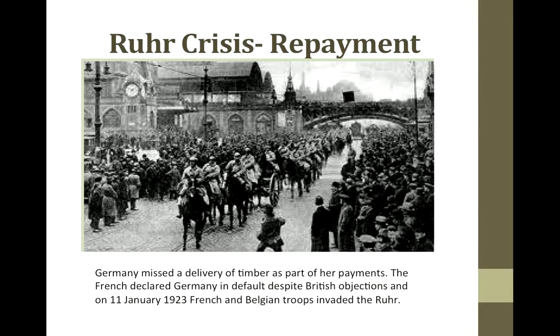So, just to review and recap, the Ruhr crisis basically boiled down to French attempts to get Germany to repay its obligations from the Treaty of Versailles and those reparation payments. All right. So Germany, of course, defaulted on their loans and missed the delivery of timber as part of their repayments.